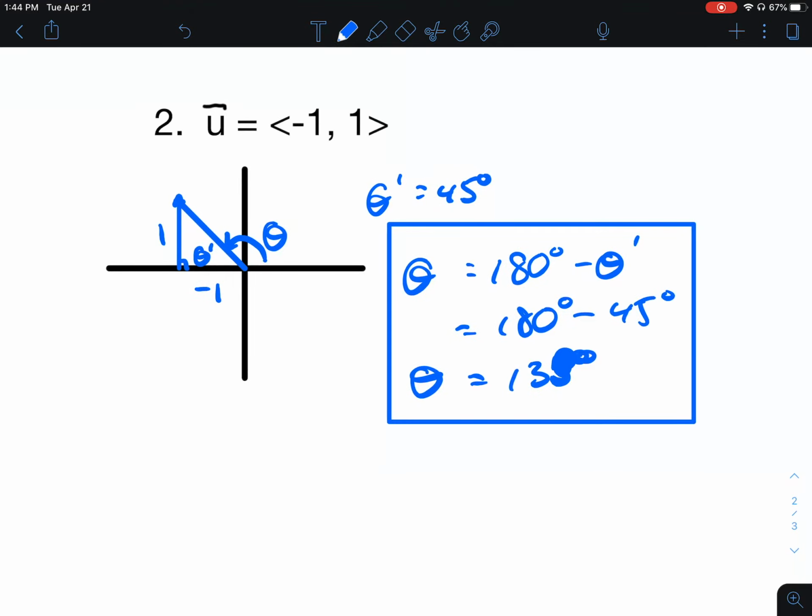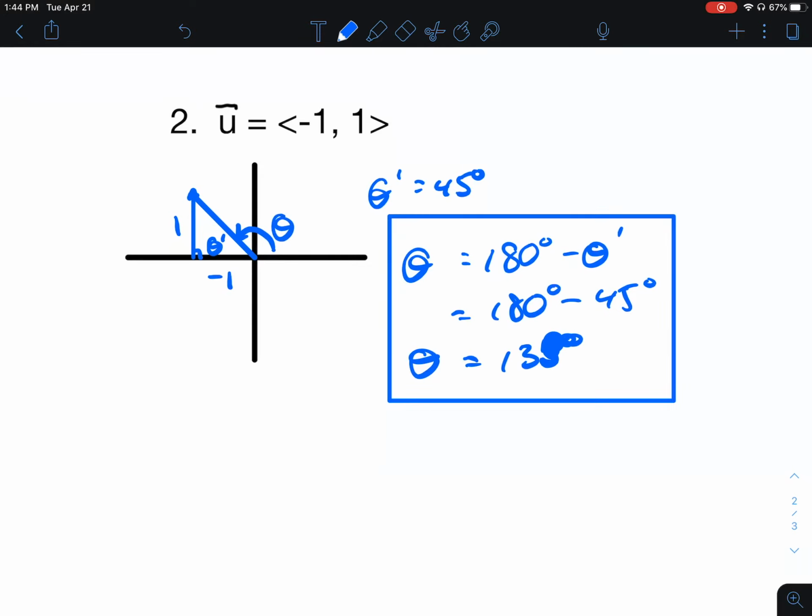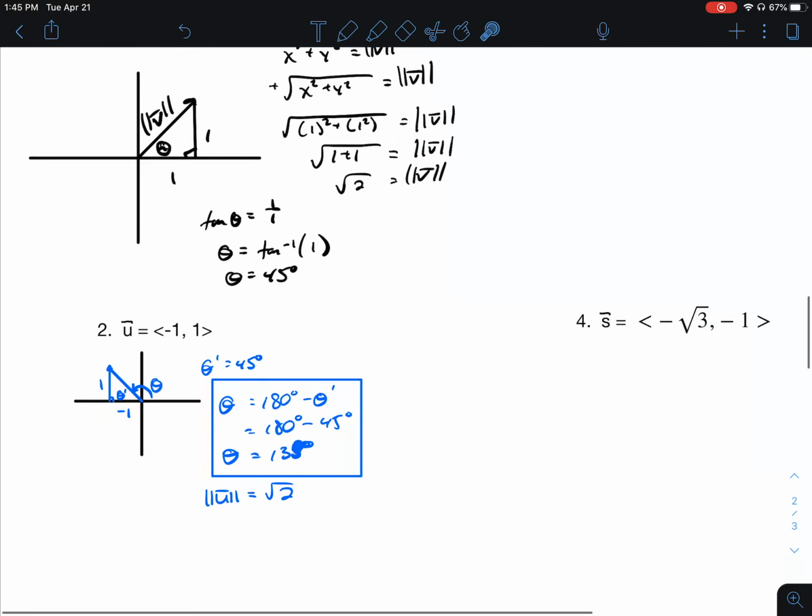And then what's the magnitude? Well, the magnitude of vector u is the length of that hypotenuse, which is square root of 2. This is the same triangle we had in question 1. It's just a different quadrant. So the magnitude, the radius, is always going to be positive. It's square root of 2.